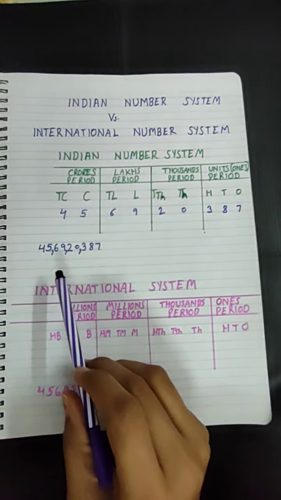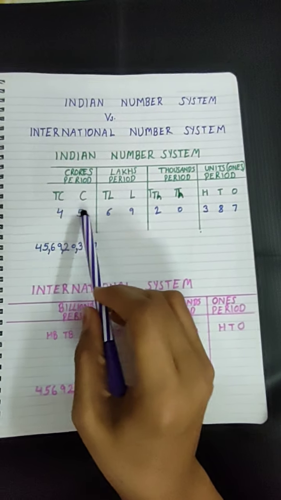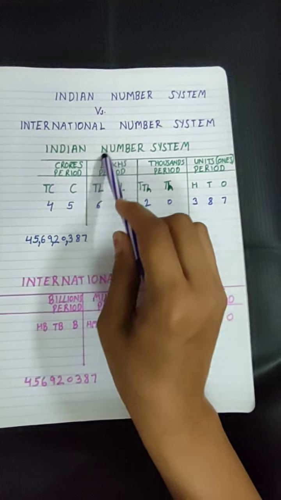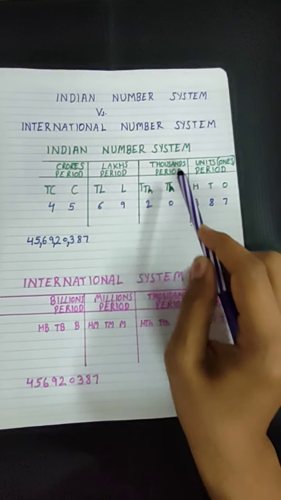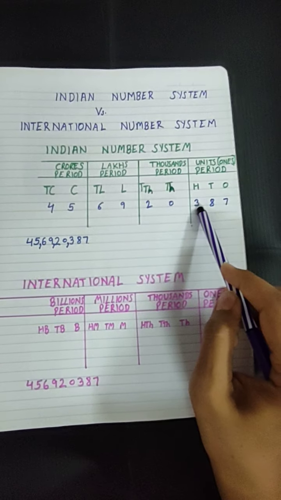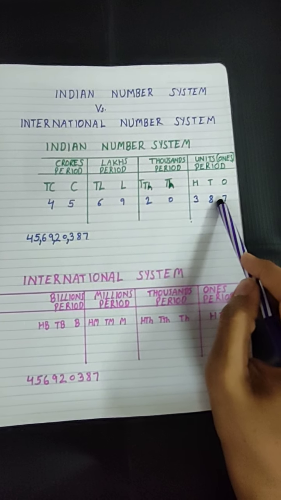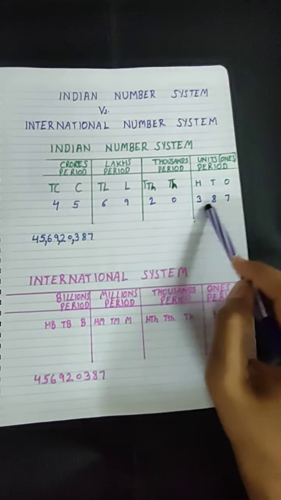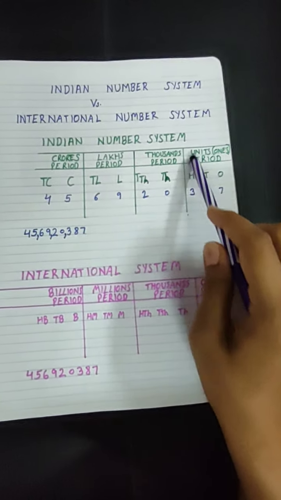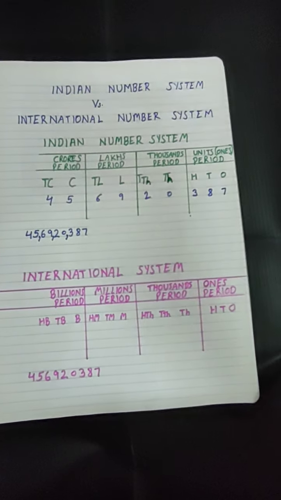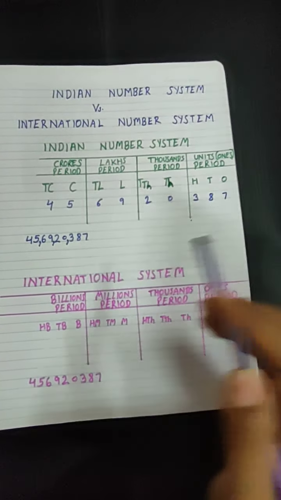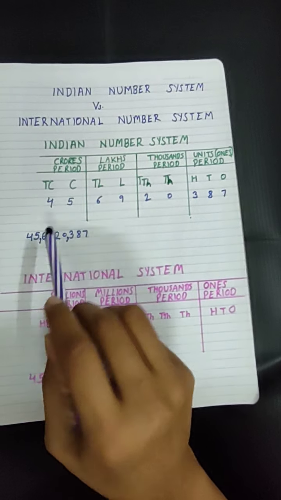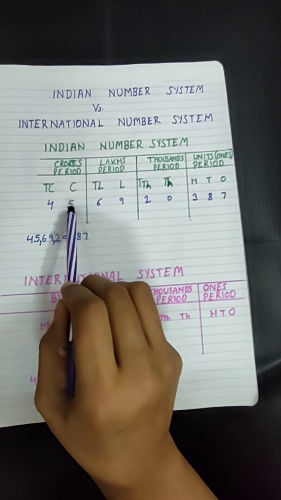So this number will be read as 45 crores 69 lakhs 20 thousands 387. We are not speaking the units after 387 because we do not speak the period name of the units period. So the number name of this number according to the Indian number system would be 45.